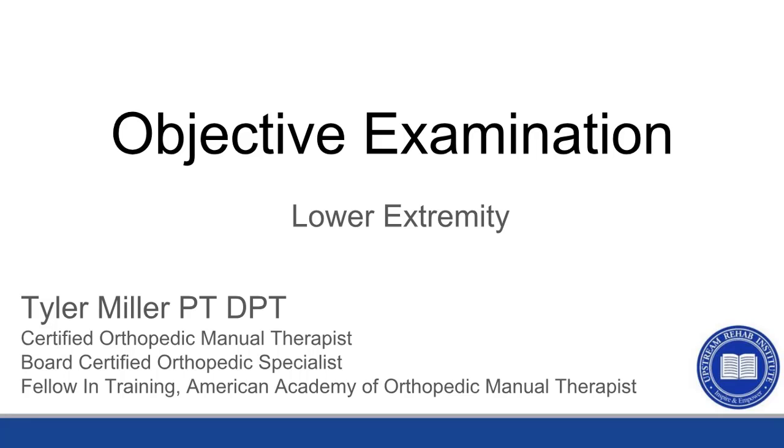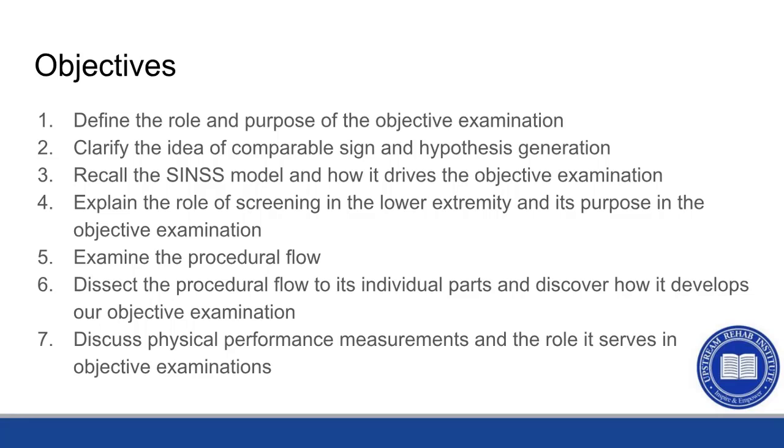Alright guys, today we're going to be covering the objective examination for the lower extremity. So our objectives. First, we're going to define the role and the purpose of the objective examination. We want to clarify the idea of what is a comparable sign and the hypothesis generation that we're expected to do. We're going to call the SENS model and see how this drives and plays into the objective examination.